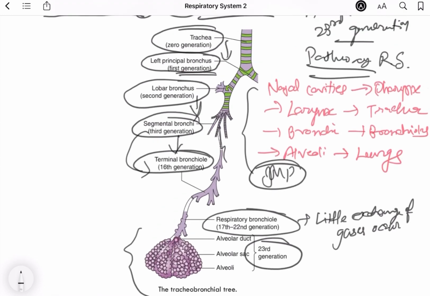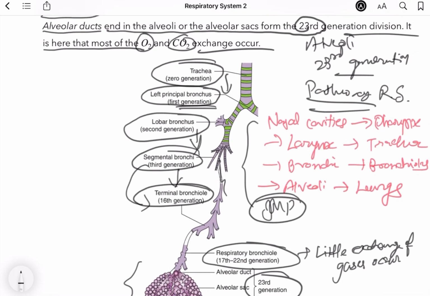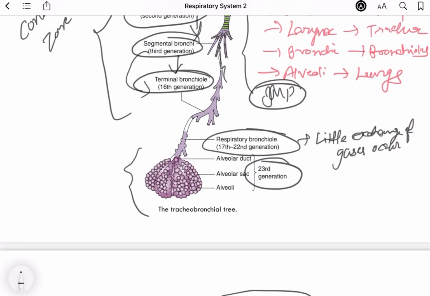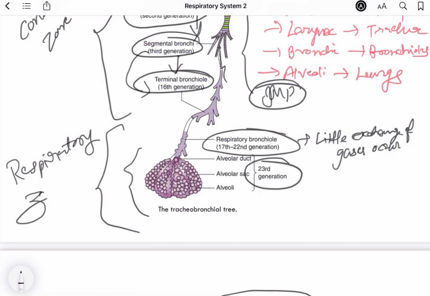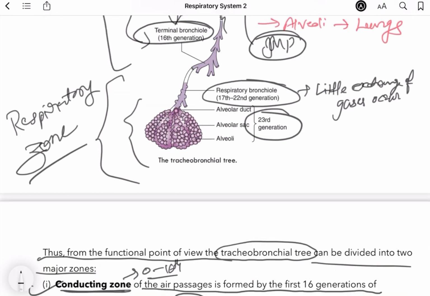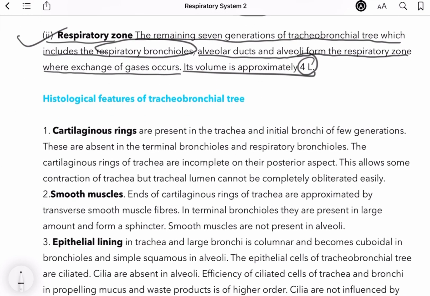So do remember this tracheobronchial tree, that is 0th generation, 1st generation. So trachea, principal bronchus, lobar bronchus, segmental bronchus, and terminal bronchus. All these constitute the conducting zone. And these constitute the respiratory zone.